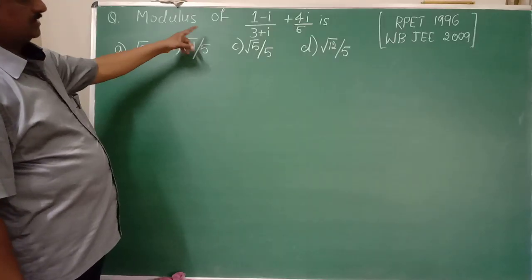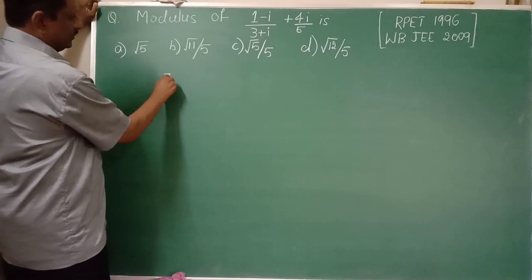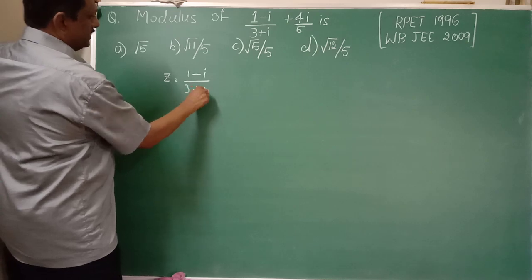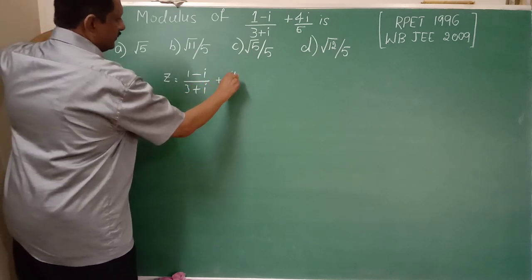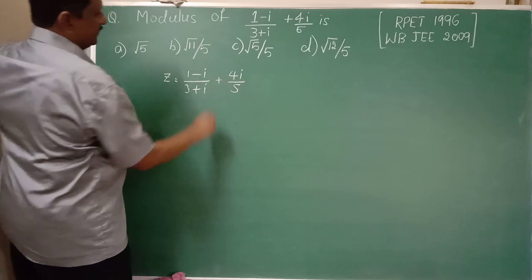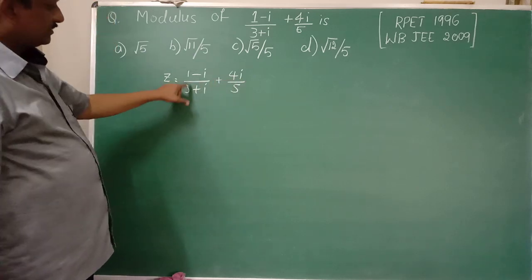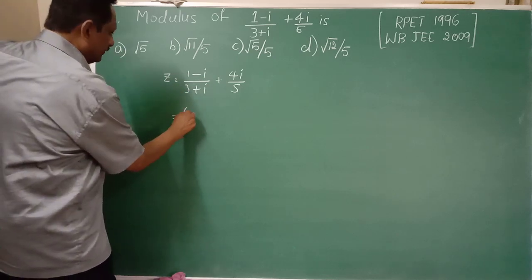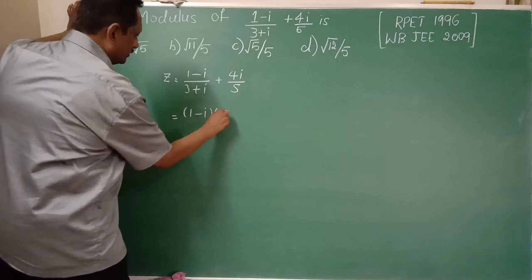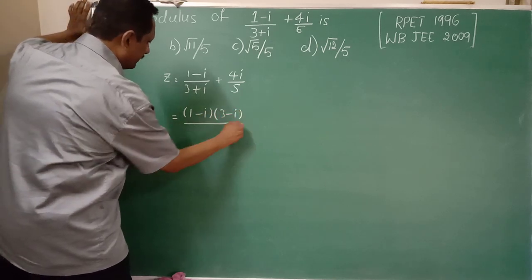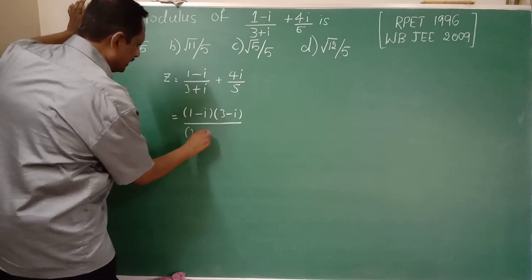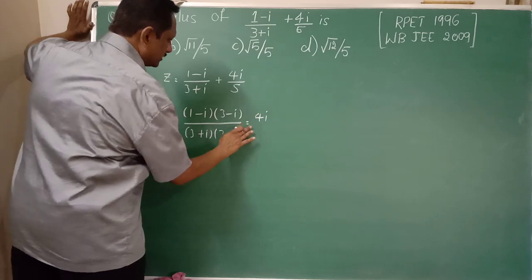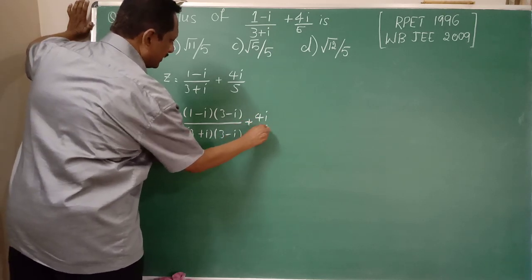So find the modulus of the complex number here. z is equal to (1 minus i) divided by (3 plus i) plus 4i divided by 5. Here you rationalize, multiplying and dividing by 3 minus i. So therefore this is equal to (1 minus i) into (3 minus i) divided by (3 plus i) into (3 minus i), plus 4i divided by 5.